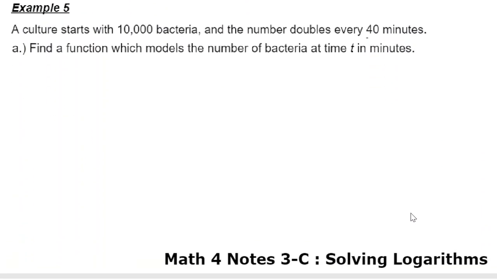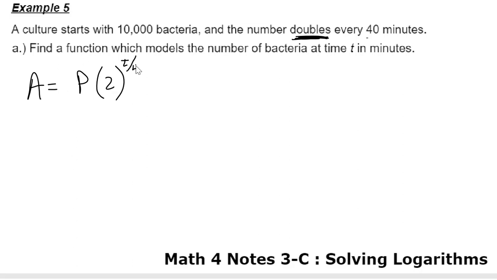All right. Now we're starting a culture with 10,000 bacteria. And the thing is that it doubles. Now the formula is going to look something like this. But it doubles every 40 minutes. And if t is in minutes, then if I said, all right, so what's it look like at the end of 40 minutes? It should have doubled just once, not 2 to the 40th power.